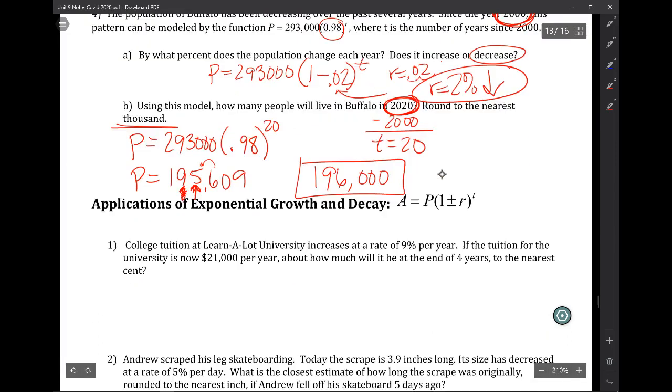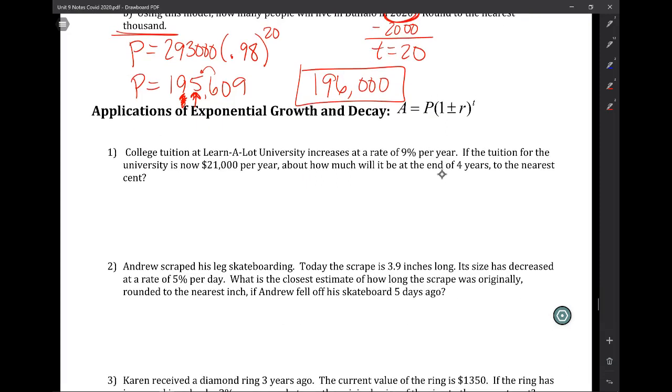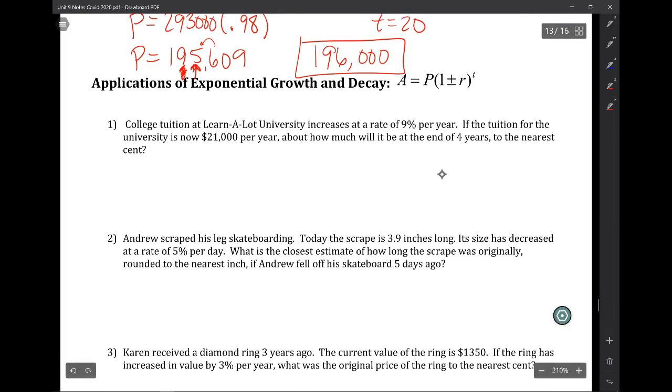All right, so what if I don't give you the equation right off the bat? What if I need you to plug everything in? So that's where we're going to finish off today, are these examples where you have to plug and chug. So remember, our formula is given here.